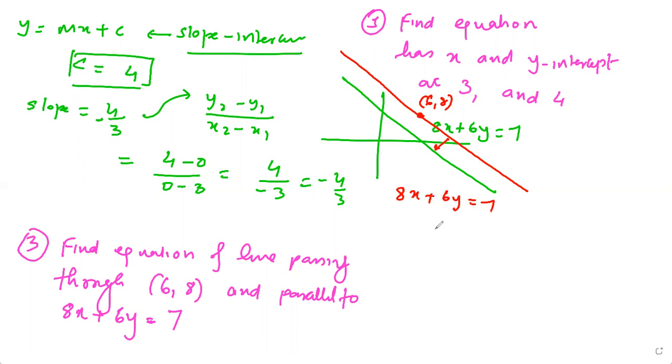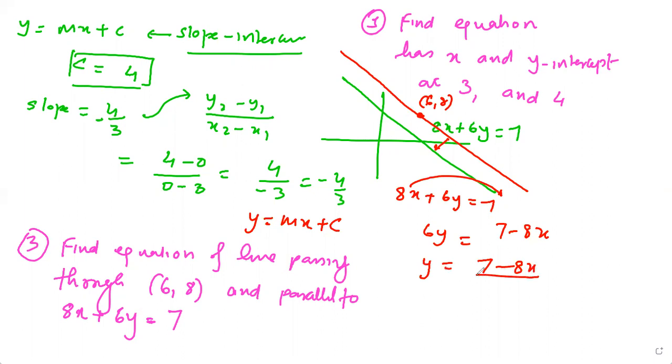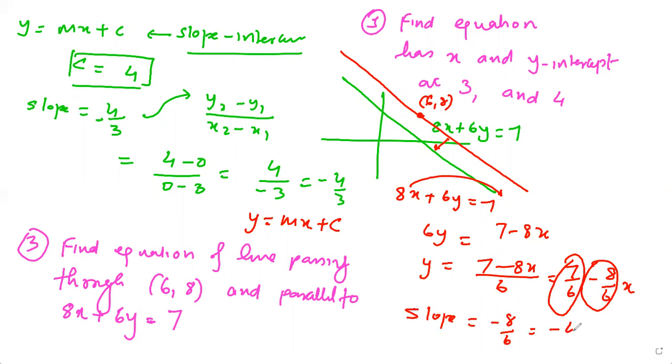Now, to find the slope, I'm going to convert it to y equals mx plus c format. This is not in that form yet. So I'm going to send 8x to the other side. So 6y is 7 minus 8x, and you divide by 6. So y is 7 minus 8x over 6. If you separate each term, it'll be 7 over 6 minus 8 over 6 times x. So what you got here is the y-intercept, 7 over 6, for this green line. And the slope is negative 8 over 6, which is going to be negative 4 over 3.